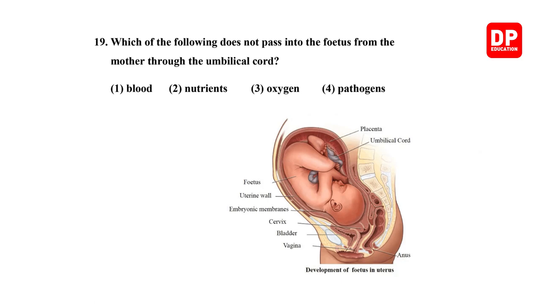This is question 19. Which of the following does not pass into the fetus from the mother through the umbilical cord? So just to understand the development of the fetus in the uterus, I have put this diagram here. So here we call it the water bag, where you have the embryonic membranes. And there is embryonic fluid inside it so that the fetus is protected from shock and vibrations and all that, and also desiccation. And then you can see this part is the placenta, that is where the umbilical cord, or actually the embryonic sac, is attached to the uterus of the mother.